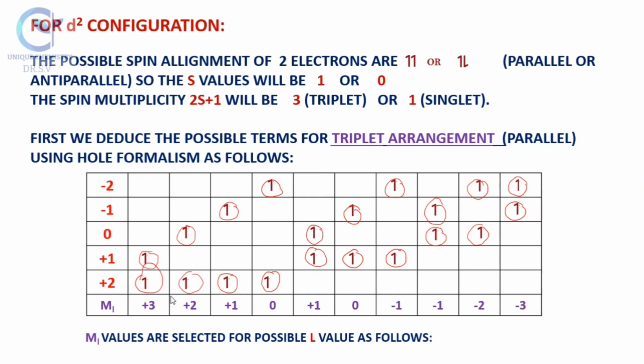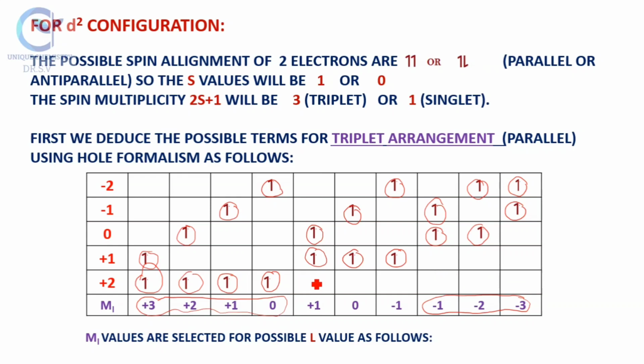So there is a set of ML values we have obtained. Now the suitable ML values are selected for the respective L values as follows. You see here. Now we collect ML values for suitable L values: plus 3, plus 2, plus 1, 0, and then minus 1, minus 2, minus 3. So now you are getting plus 3, plus 2, plus 1, 0, minus 1, minus 2, minus 3 ML values. Now we will see in the next slide what L value is assigned for these ML values.